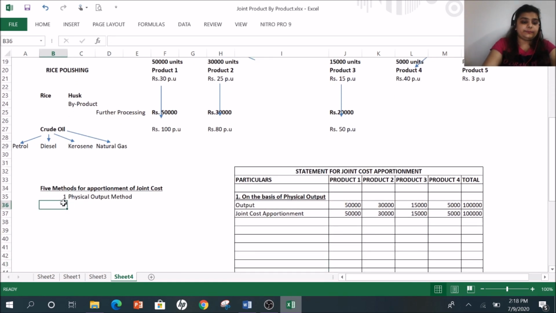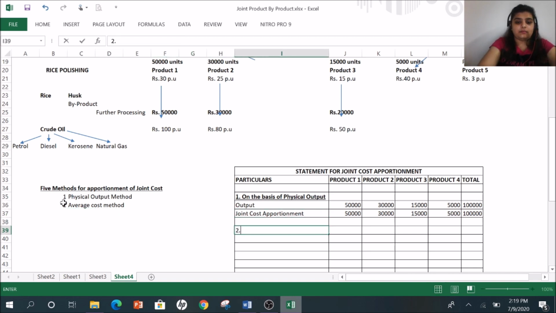The second method, average cost method. Now this method is more or less similar to your physical output method. How? Here under average cost method we are going to calculate one average cost for all the units. In the physical output method, we take the ratio for distribution. Here we first divide it by the total units, so we get a per unit rate, and then we multiply it with the number of units. It is very similar to our first method only.